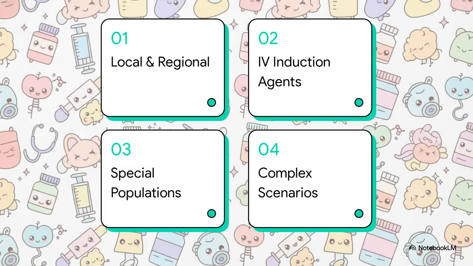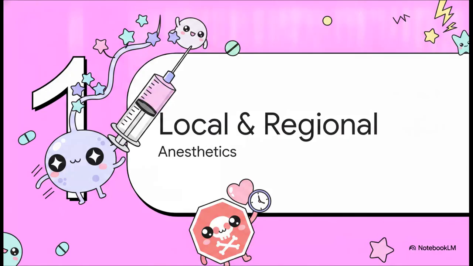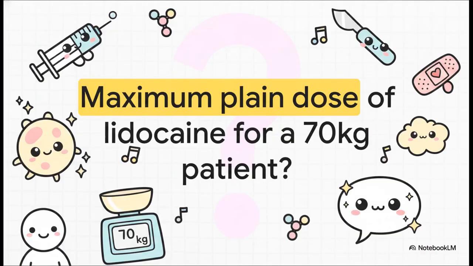We've got four main areas to tackle today. First up, local and regional anesthetics. Then, intravenous induction agents. After that, we'll look at special populations and risks. And finally, we'll wrap up with complex clinical scenarios. Okay, Section 1, Local and Regional Anesthetics. Let's get to it.